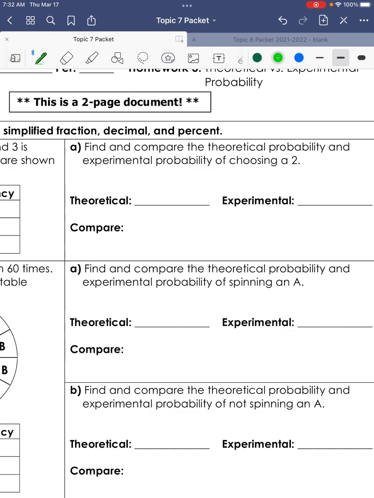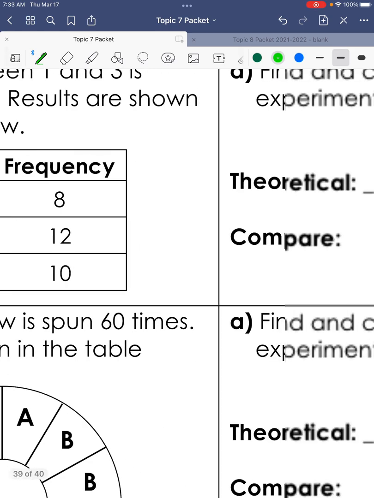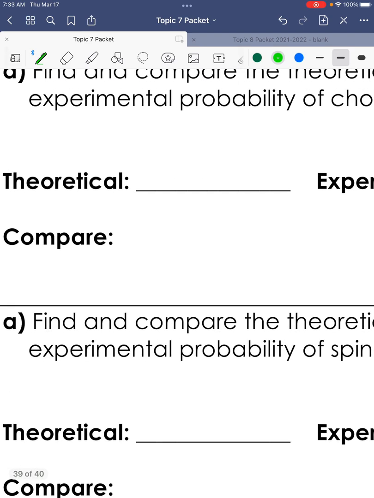Okay, so if a number between 1 and 3 is chosen, we want to know what is the theoretical probability of choosing a 2. Well, 2 is just one number out of 3 possible options. So remember, we write our probability as the number of favorable outcomes over the total number of outcomes. So 1/3.